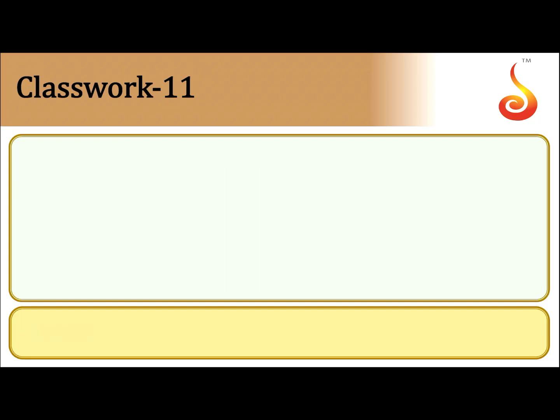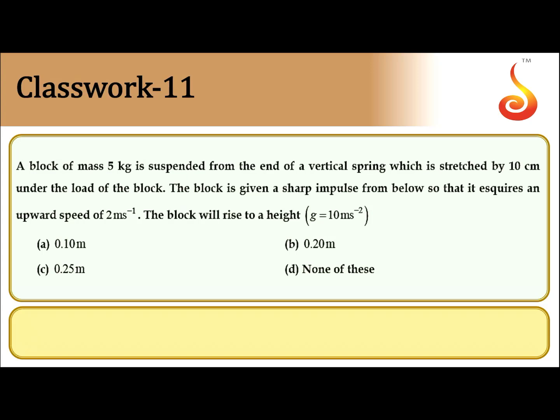Example 11. A block of mass 5 kg is suspended from the end of a vertical spring which is stretched by 10 cm under the load of the block. The block is given a sharp impulse from below so that it acquires an upward speed of 2 meter per second. The block will rise to a height?